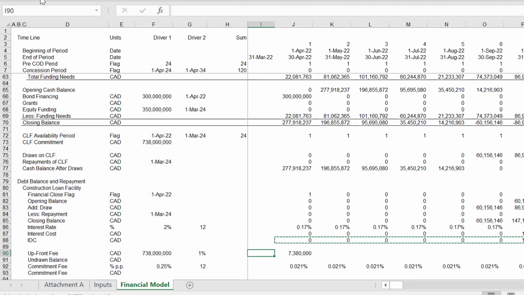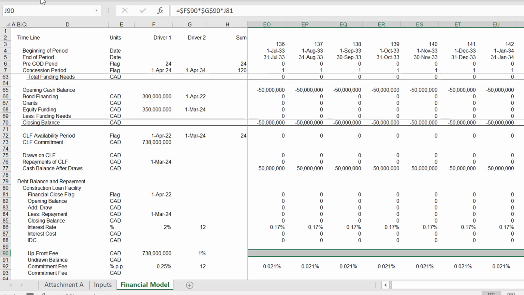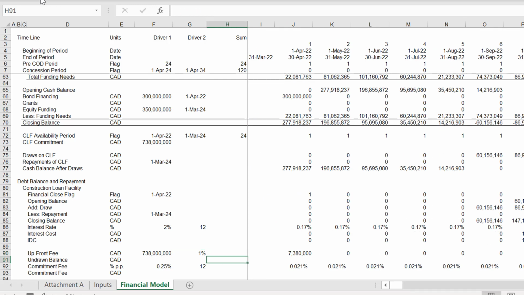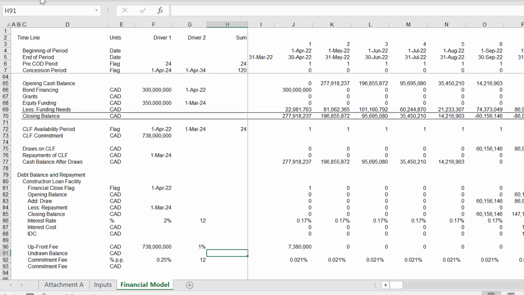Okay, and Shift Control R. Okay, and then when we have our undrawn balance, what we do is let's take that same commitment. Let's put F4 there. And so what you do is you lock this in, and then you take away the opening balance. And they even told you to do that.